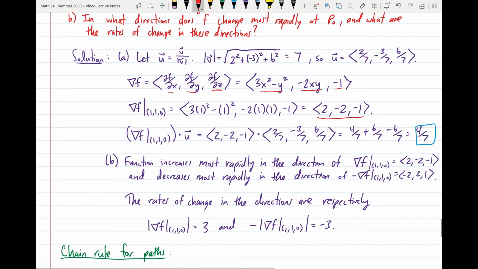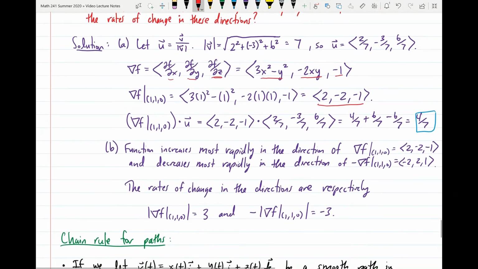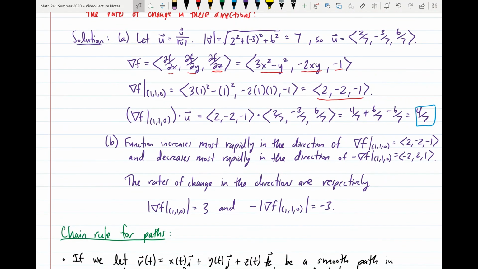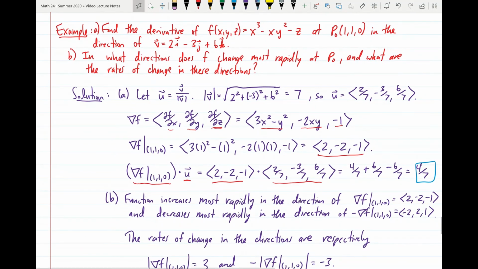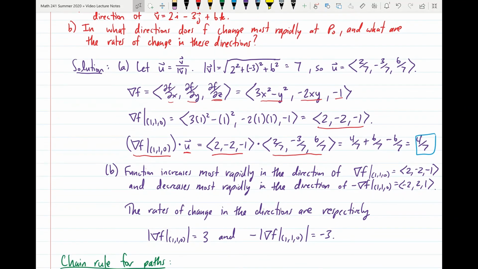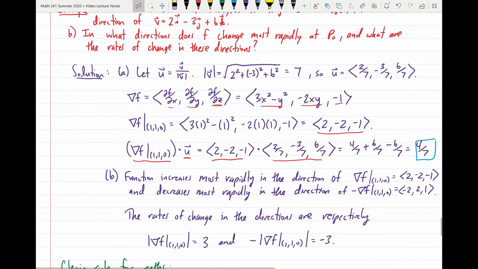And now to find the directional derivative, or the derivative in the direction of u at the point (1, 1, 0), we take the dot product of our gradient vector at (1, 1, 0) with our vector u, which is the unit vector in the direction of v. And this is, of course, (2, -2, -1) dot product with (2/7, -3/7, 6/7). And ultimately, that will give us an answer of 4/7. So the derivative of our function f at the point (1, 1, 0) in the direction of the vector v is equal to 4/7. Now we can move on to part B of the example.